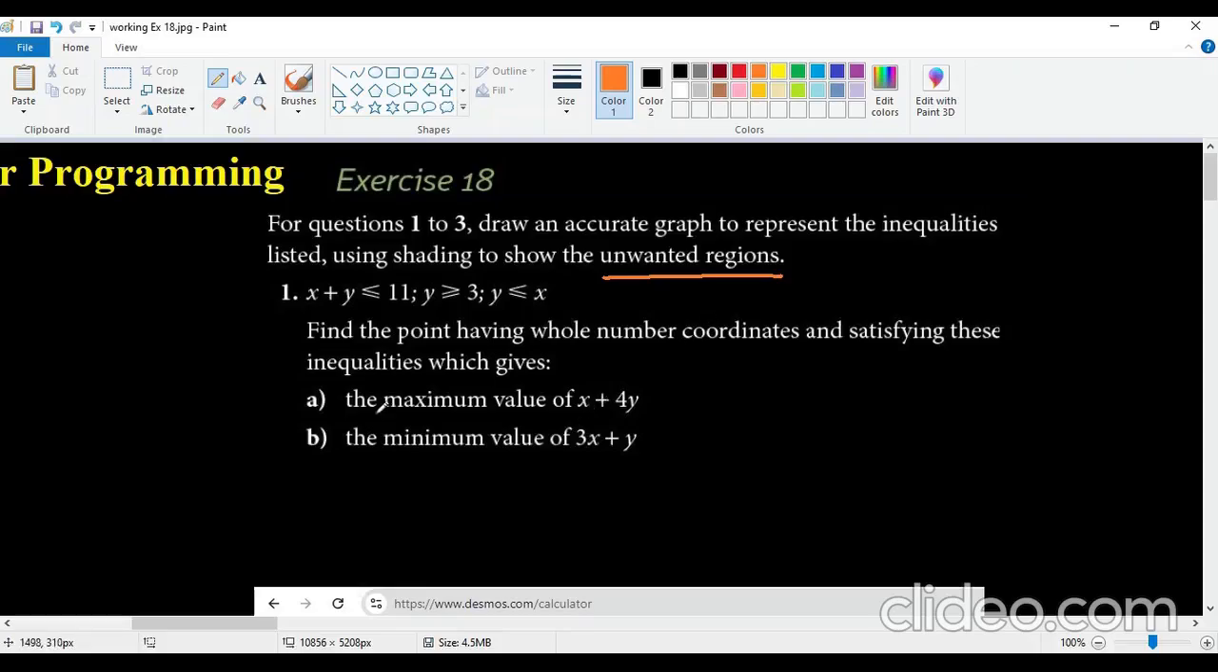Okay, now it says there are three inequalities: x plus y less than or equal to 11, y greater than or equal to 3, and y less than or equal to x. So there are three different inequalities for which you need to find the point having whole number coordinates that satisfy these inequalities, which gives the maximum of x plus 4y and the minimum of 3x plus y. Now let's see how it comes.